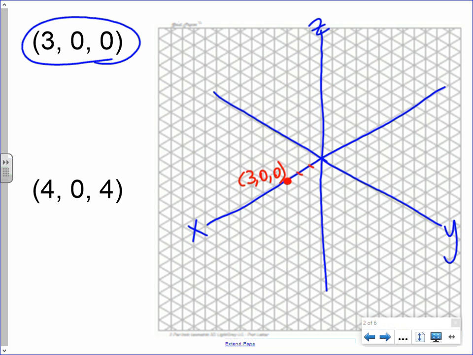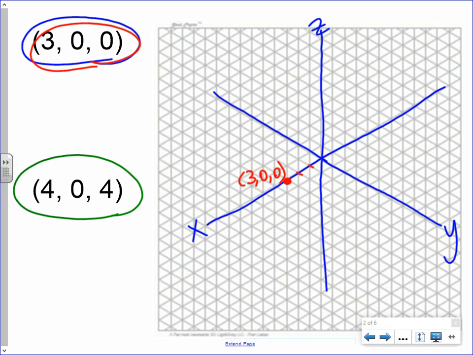Okay. Now, can we say that this lies in an octant? No, because it's on an axis. So we can describe that this is on the x-axis. We could also describe that this lies in the xy plane. We could also describe that this lies in the xz plane. But we cannot say that it lies in an octant. All right, I guess that is it. Let's talk about 4, 0, 4.